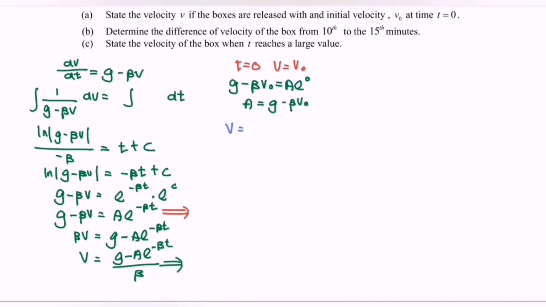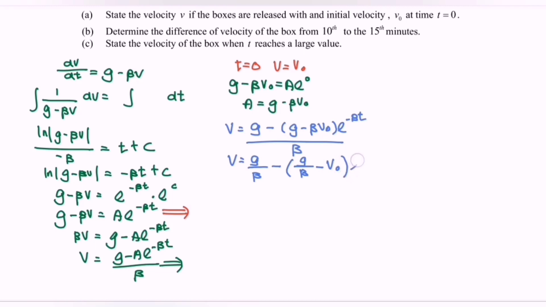So v is equal to g minus bracket g minus beta v naught, multiplied by exponent negative beta t, over beta. So that is the answer, or we may simplify the situation. v is equal to g over beta minus bracket g over beta minus v naught bracket, times exponent negative beta t.